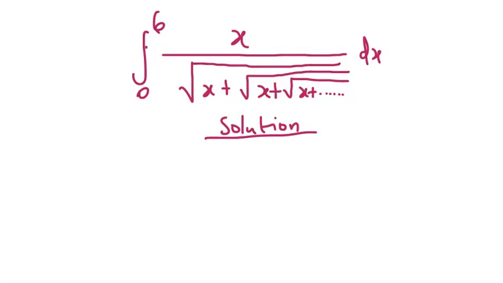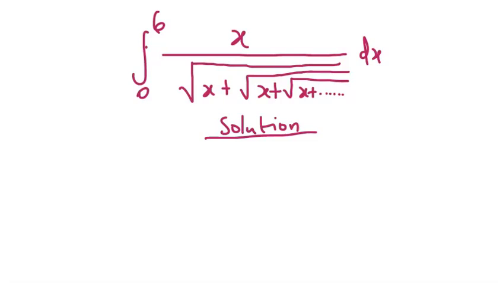Today we have another interesting definite integral from the MIT Integration Bee 2024, right? So we have this interesting integral with an infinite nested radical at the denominator. The integral from 0 to 6 of x divided by the square root of x plus square root of x plus square root of x plus and so on dx.